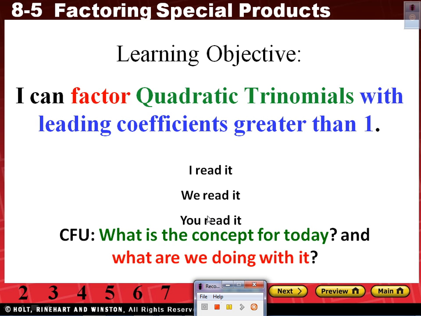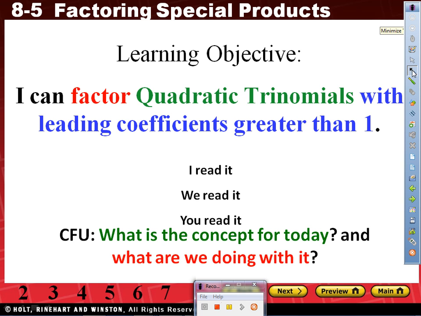Okay, our objective for today: I can factor quadratic trinomials with leading coefficients greater than 1. Let's read together, 1, 2, 3. I can factor quadratic trinomials with leading coefficients greater than 1. Who notices that it's still the same objective from yesterday and the day before? Yes, right? The only thing that's different today is the fact that we're going to be looking at special products.